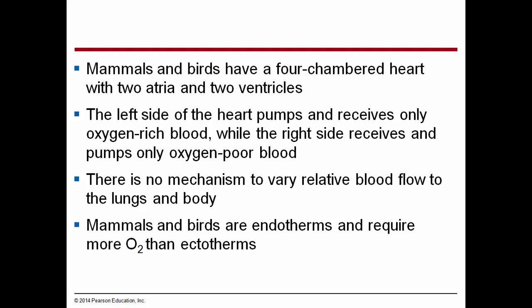Mammals and birds have a 4-chambered heart with 2 atria and 2 ventricles. The left side of the heart pumps and receives only oxygen-rich blood, while the right side receives and pumps only oxygen-poor blood. There is no mechanism to vary relative blood flow to the lungs and the body. Mammals and birds are endotherms and require more oxygen than ectotherms. This is one reason why the cardiopulmonary system of mammals is so much more efficient.